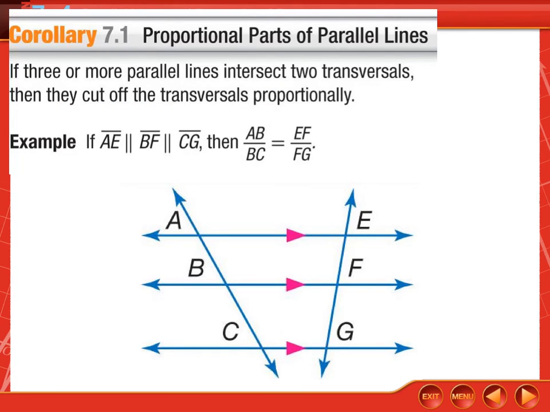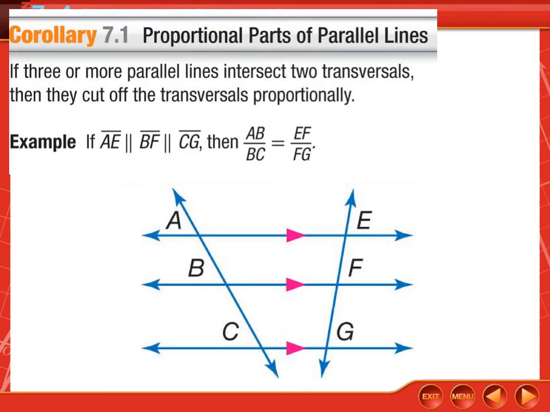Now, proportional parts of parallel lines. This is kind of confusing, but if you will, just look at these parallel lines here, AE, BF, and CG. What ends up happening when you have a lot of parallel lines, or even just two parallel lines, is that it creates proportionality. If you can imagine, these lines will eventually intersect, creating small triangles and then bigger triangles within them. So the same type of triangle proportionality that we've been looking at so far will apply here.